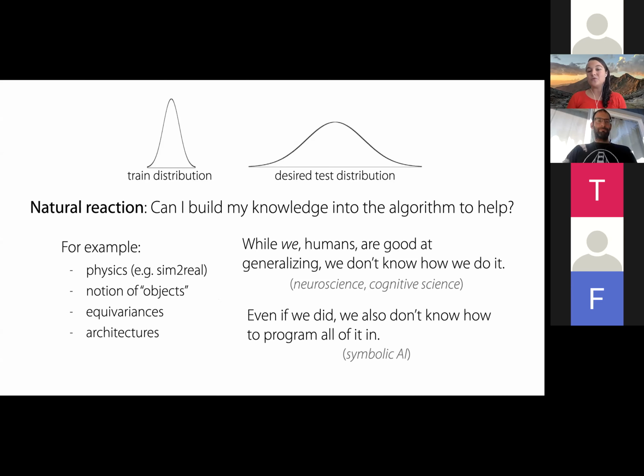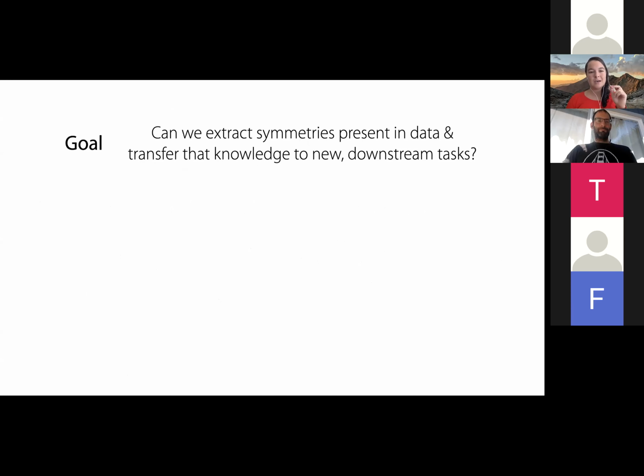That said, even if you do think that we should build knowledge into our algorithms, the things that I'll be talking about today will still be useful. But in general, the goal is to do a bit better than trying to build knowledge into the algorithm. Very concretely, the goal that I'd like to talk about in this presentation is: can we extract symmetries present in a set of data and transfer that knowledge of symmetries to new downstream tasks?